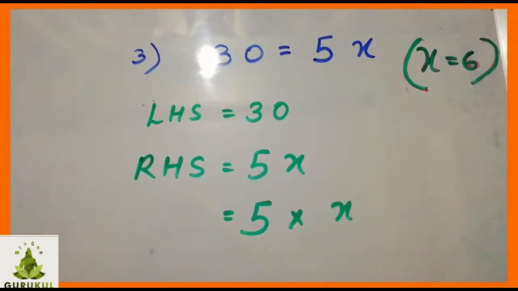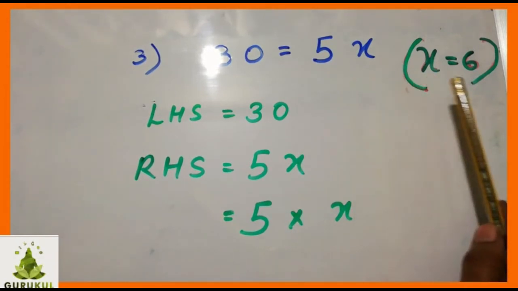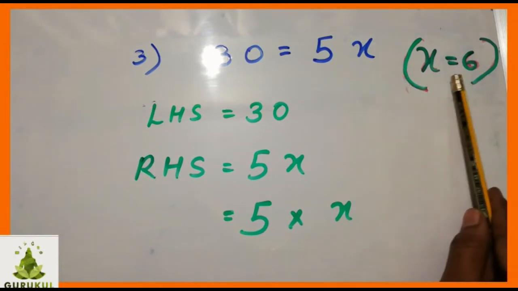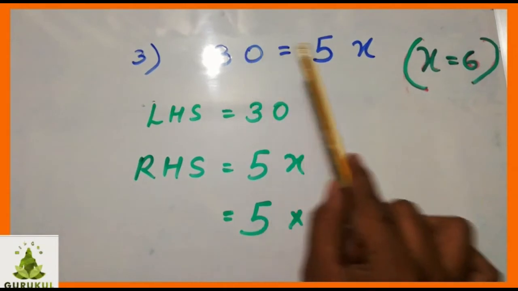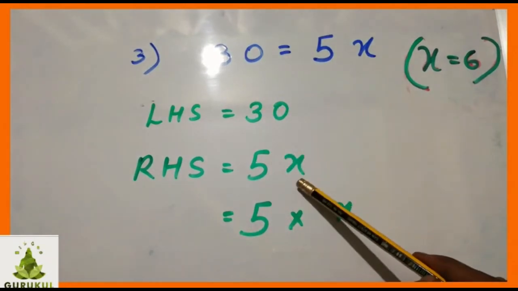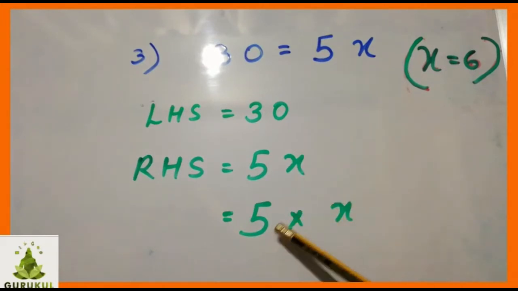See this children, example number 3 now, question number 3. 30 is equal to 5x is given to you. This is the equation given. You have to check if this value of the variable satisfies this equation. X is equal to 6. Now this is the LHS, this is the RHS. I wrote the LHS here. This is the RHS. I wrote here RHS. 5x means 5 into x.